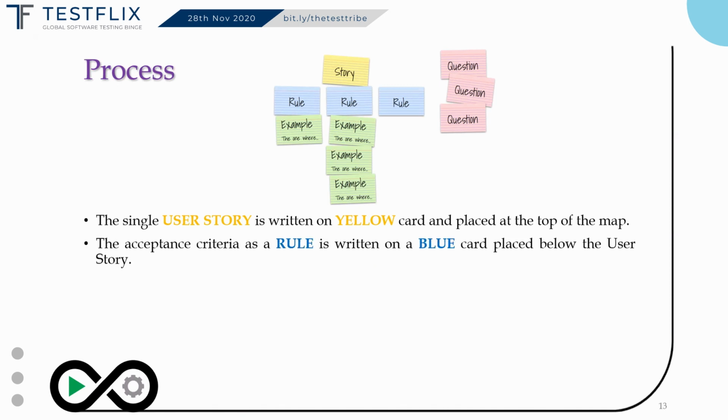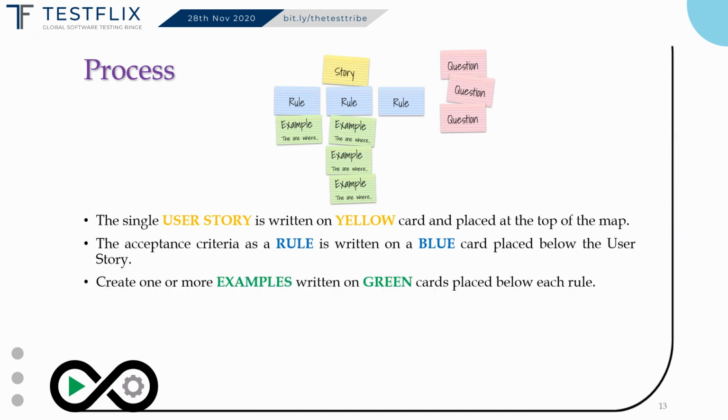All of your acceptance criteria, your business logic, are written on those blue business cards. Your examples are written on green cards underneath. They are not your full test cases.